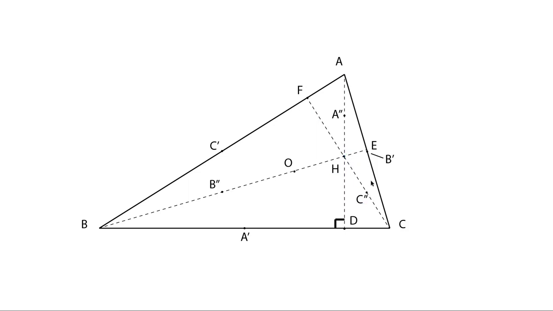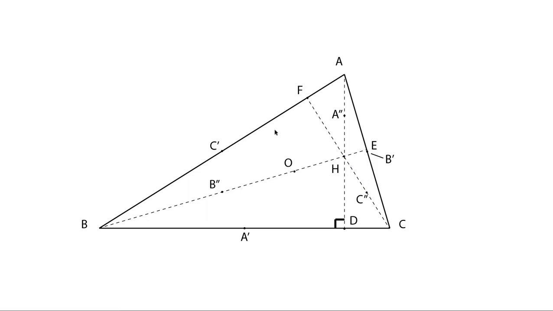Next, I took this point, and between each vertex, between A and the place where the three altitudes meet, I found the midpoint, A double prime. And between B and where the three altitudes meet, I got B double prime, and between C and where the three altitudes meet, I got C double prime. Now, what is so exciting about this?